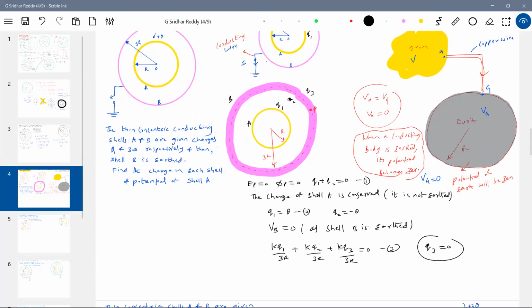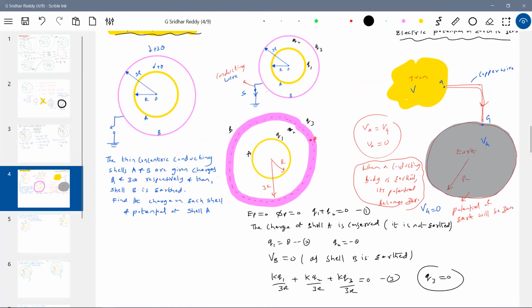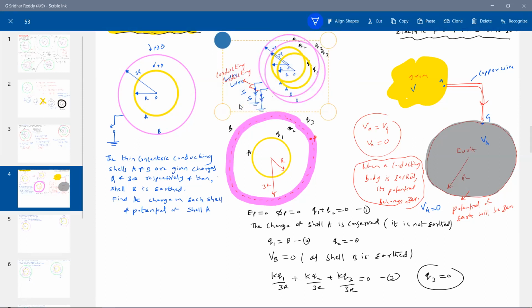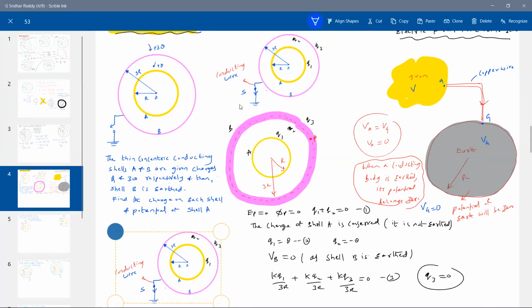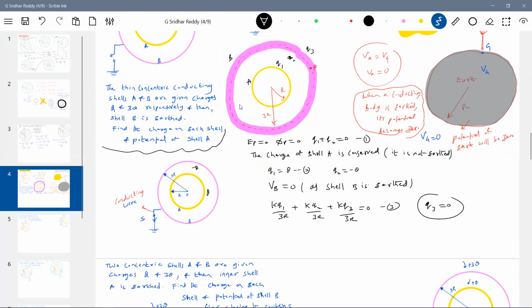Now what will the system be? How does the whole system appear? What are the final charges? This will be Q, minus Q, and this will be 0. This will be your final system.